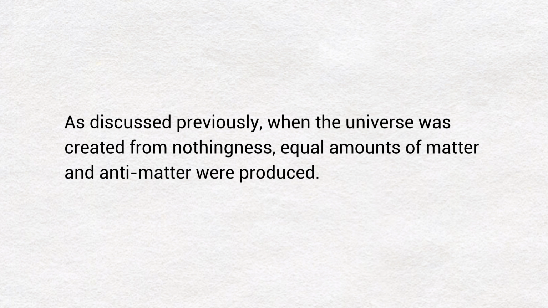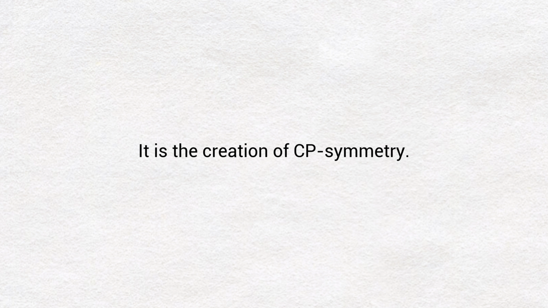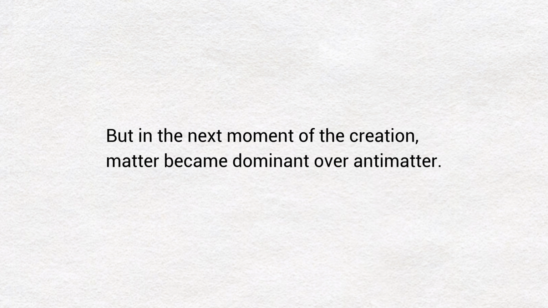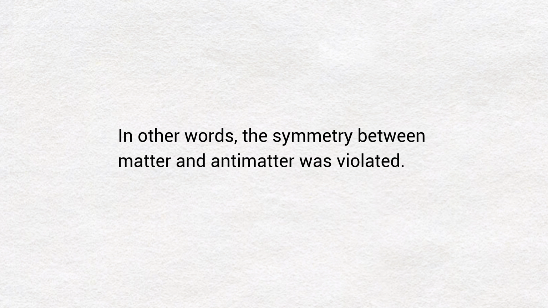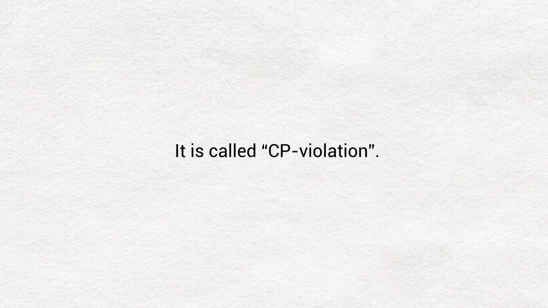CP violation. As discussed previously, when the universe was created from nothingness, equal amounts of matter and antimatter were produced. It is the creation of CP symmetry. But, in the next moment of the creation, matter became dominant over antimatter. In other words, the symmetry between matter and antimatter was violated. It is called CP violation, or the violation of CP symmetry.